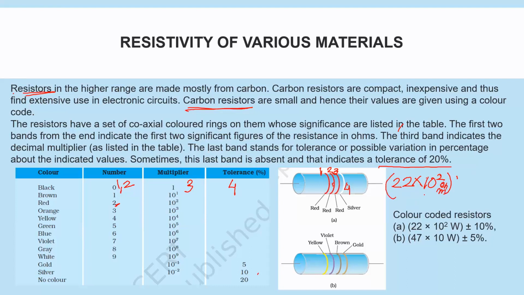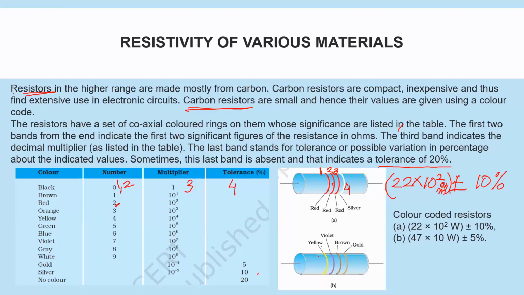Okay, so this entire thing is what we are getting with the color code. This is an approximate. So the tolerance we are giving this resistor is plus minus 10, because the silver band, the last band, corresponds to a percentage tolerance of value 10. Okay, so this is how we can find out the resistance value of the resistors that are being used.